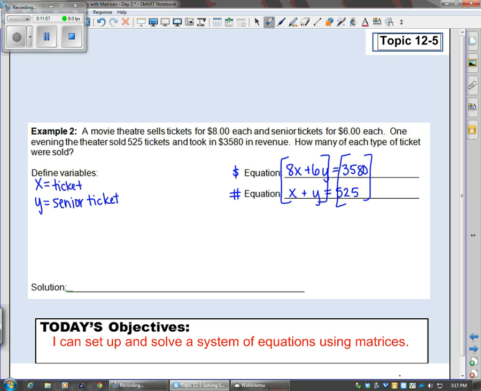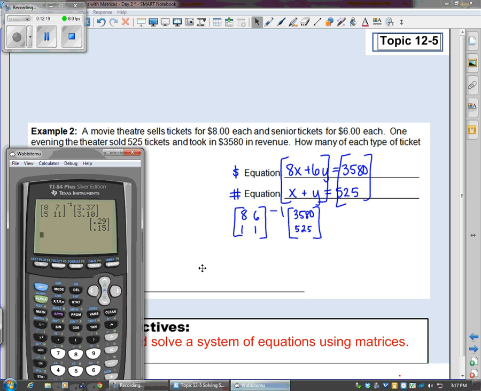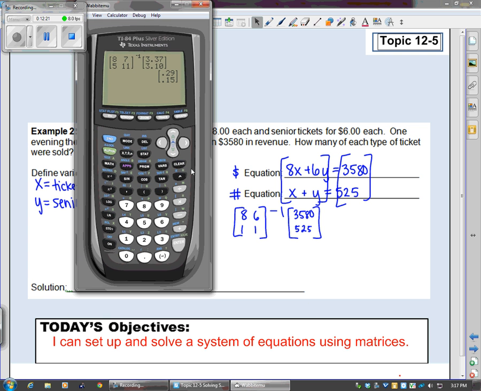So on your calculator, you're going to need to make it look like 8, 6, 1, 1. You're going to hit the inverse button. Your second matrix will be 3580 and 525. And I'll tell you, one of the biggest places that people make mistakes here is that they accidentally miscopy the numbers. Okay, so let's put this in. Alpha, zoom. We need a 2 by 2 first. Go down to OK.